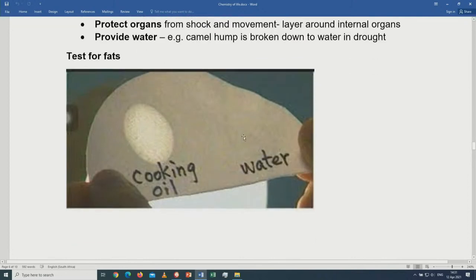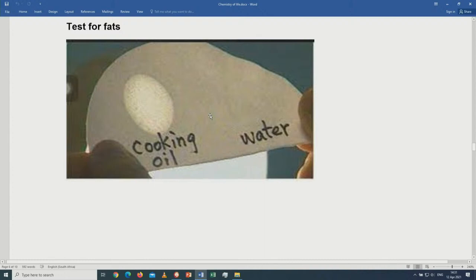So how do we test for fats? We use a reagent which is called alcohol. If we don't want to make use of alcohol, you can make use of ether or ethanol. You take any material that has fat in it. Here we have cooking oil. When you pour it on a filter paper, you will see a greasy spot. That greasy spot is an indication that fat is present in the oil. When you pour water, you won't see any spot, as water doesn't have fat.